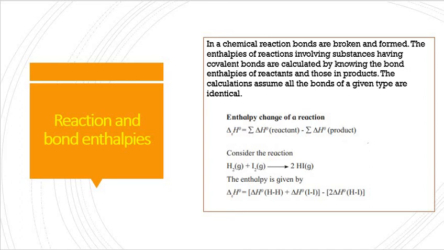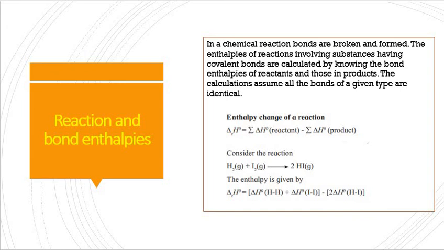Reactions and bond enthalpies. In chemical reactions, bonds are broken and formed. The enthalpies of reaction involving substances having covalent bonds are calculated by knowing the bond enthalpies of reactants and those of products. The calculation assumes all the bonds of a given type are identical. Suppose the enthalpy change of a reaction needs to be calculated, so ΔrH° would be equal to the summation of enthalpies of reactants minus the summation of enthalpies of products.